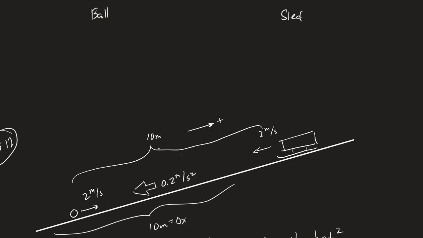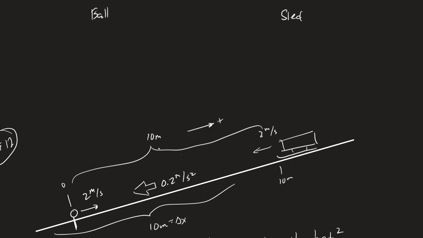We need to choose the origin of this problem too. What would you like to make the origin, the sled or the ball? The ball? So the ball is at the origin at time 0, and that means that the sled is at 10 meters at time 0.